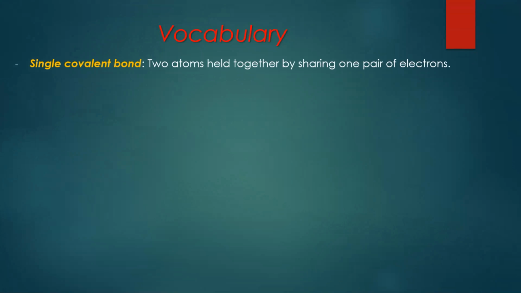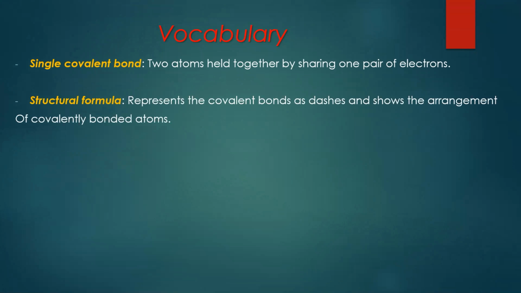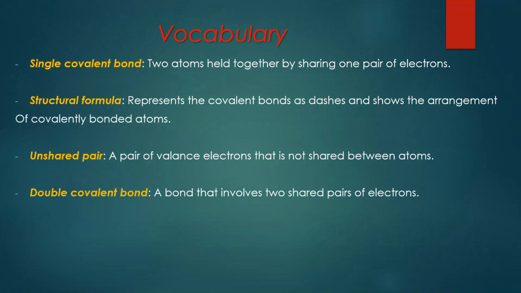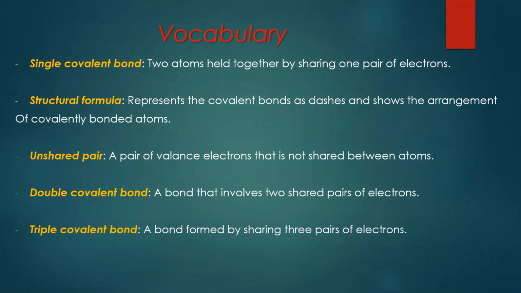1. The single covalent bond, which is two atoms held together by sharing one pair of electrons. 2. Structural formula, which represents the covalent bonds as dashes and shows the arrangement of covalently bonded atoms. Unshared pair is a pair of valence electrons that is not shared between atoms. Double covalent bond is a bond that involves two shared pairs of electrons. Triple covalent bond is a bond formed by sharing three pairs of electrons.